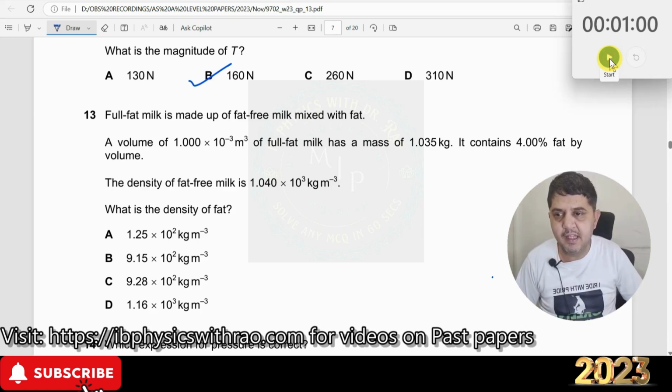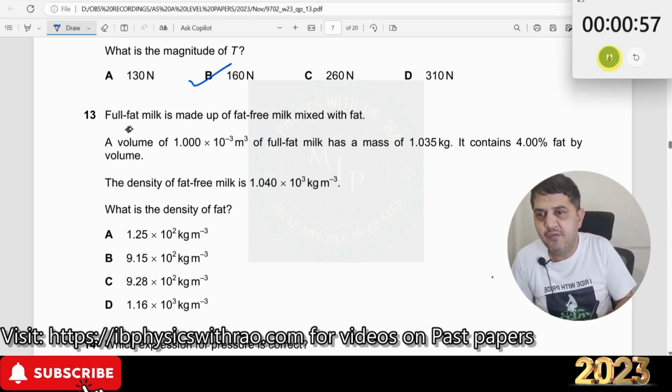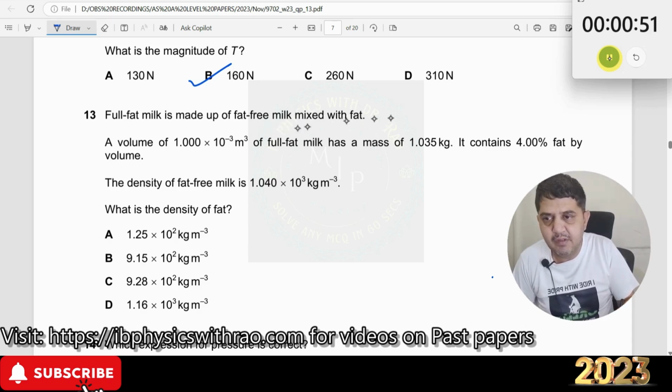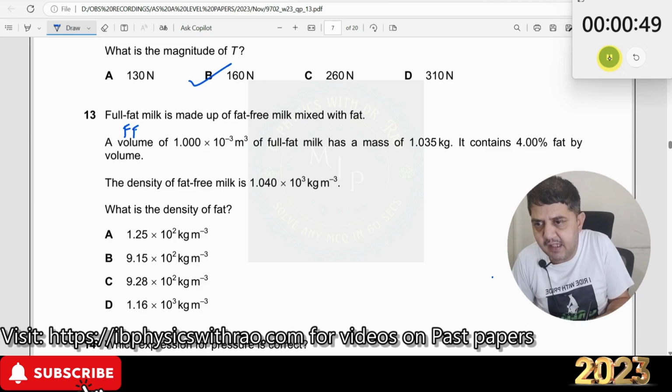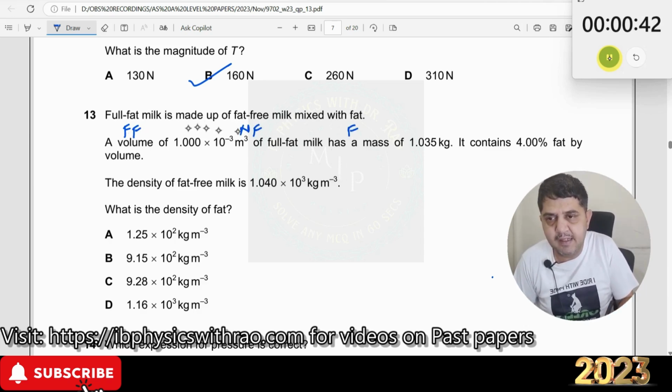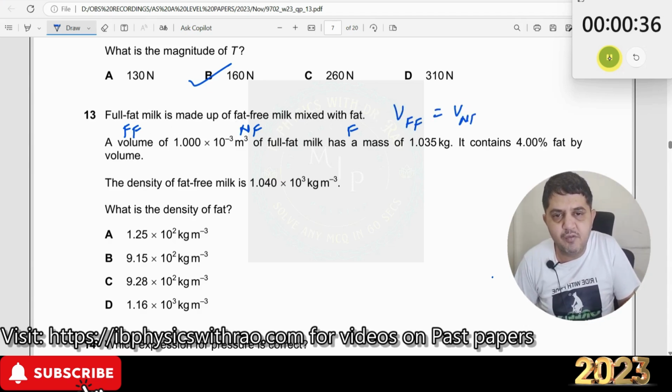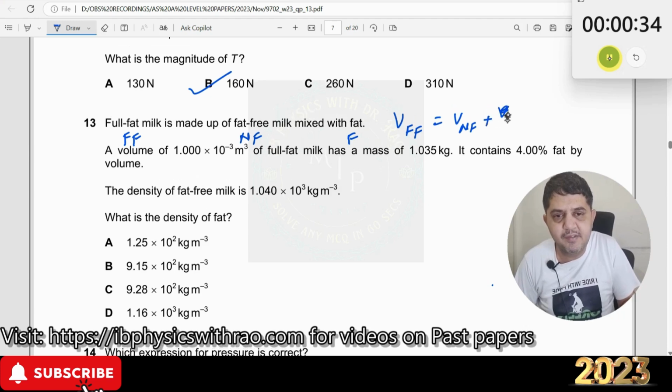Question number 13. Full fat milk is made of fat-free milk mixed with fat. So we'll call this full fat, FF, and fat-free, NF, since there are two F's here. I'll take this as no fat and this as fat. So I can now say it's made out of, which means V full fat is equal to V no fat plus V fat.